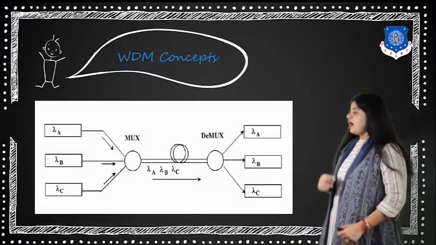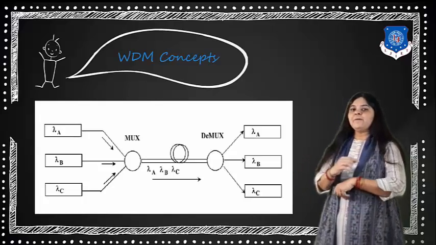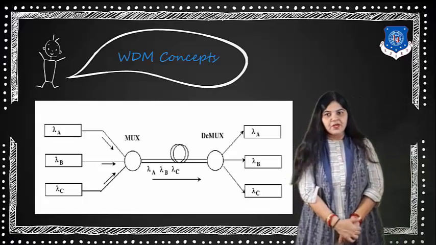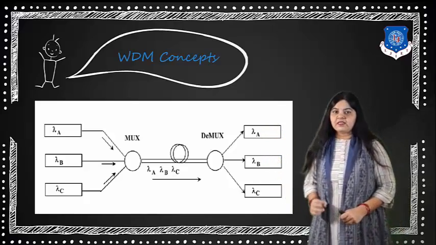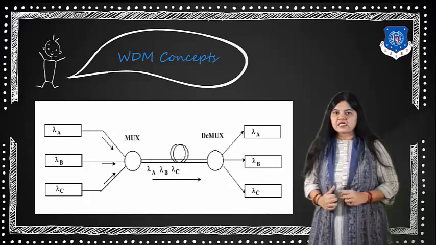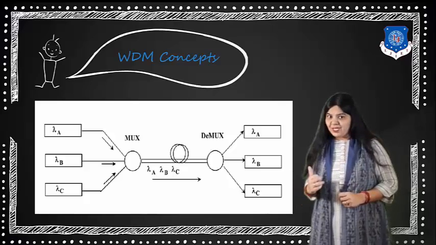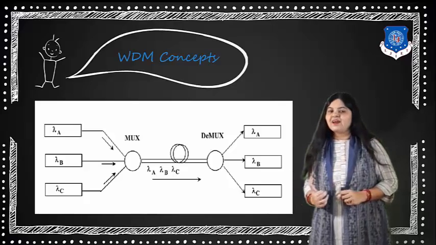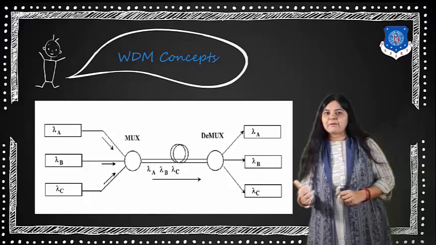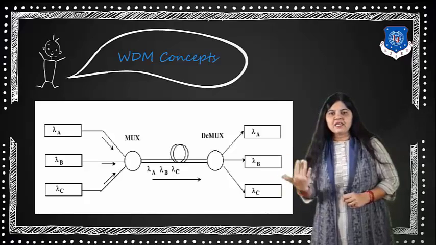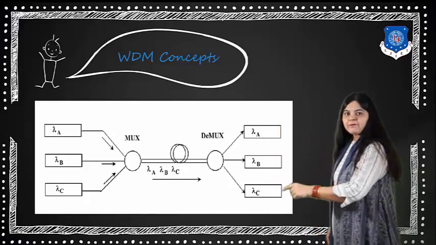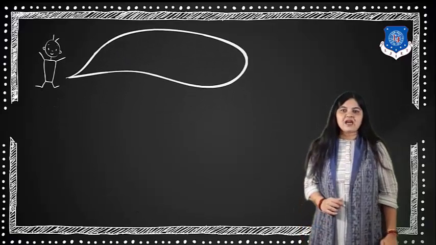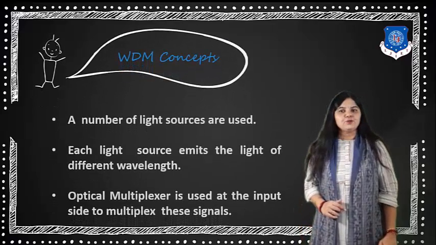Here we have the other diagram of the WDM. You can see lambda A, lambda B and lambda C. The wavelengths of the different lights can be multiplexed by using the multiplexer, combining lambda A, lambda B, lambda C, and the demultiplexer separates out the light lambda A, lambda B, lambda C. So this way the multiplexed output can be used.